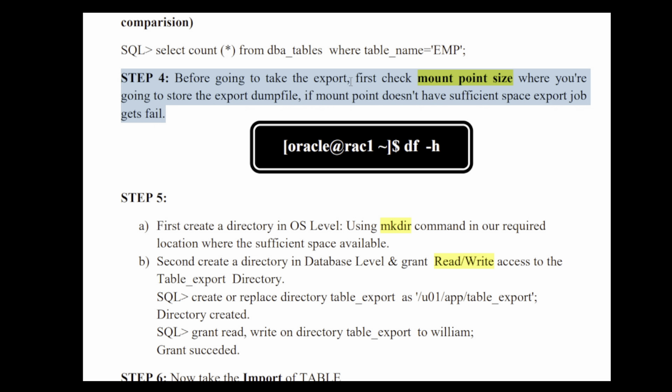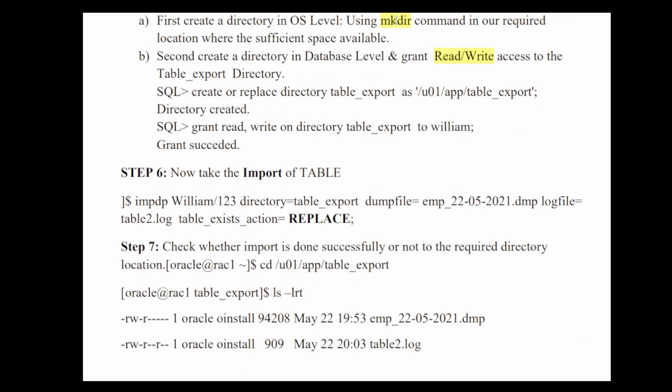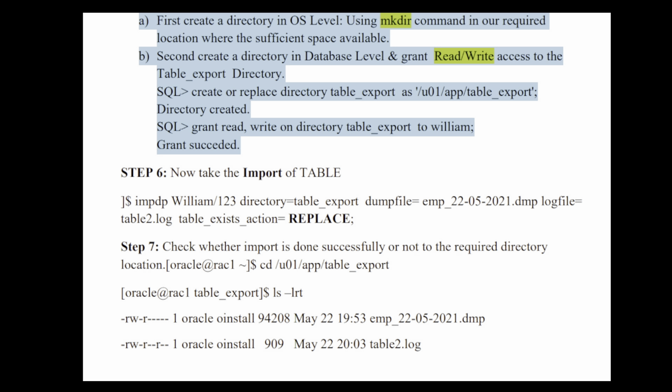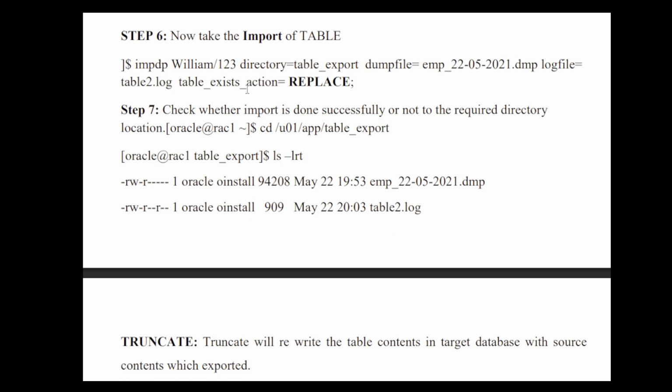Why? Because I am skipping fast. These are the same commands. Step 5, create a directory, table_import, like that you can create whatever name, or else the same. If it is the same server, then you need to keep the same thing, table_export only, as it is. No need to change anything. Once everything is completed, step 5, physical directory, logical directory. Once the logical directory is also completed, you need to start the import.